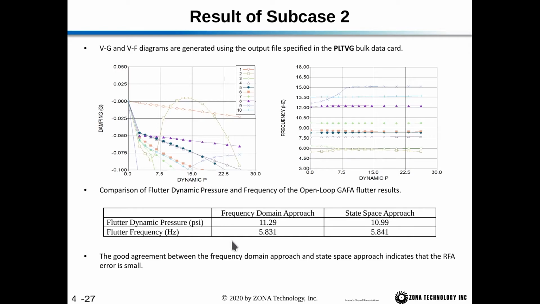And then if we compare the flutter results, our flutter dynamic pressure for the frequency domain approach was 11.3 psi, and the state space approach was 11 psi. The flutter frequency in the frequency domain approach is 5.8 Hertz, and the state space approach is also 5.8 Hertz. So we have suitable RFA parameters here.